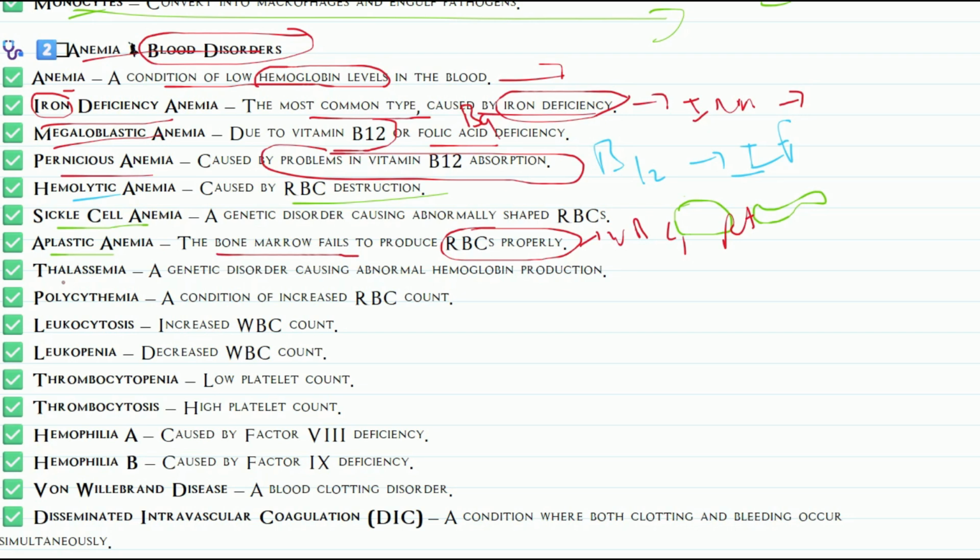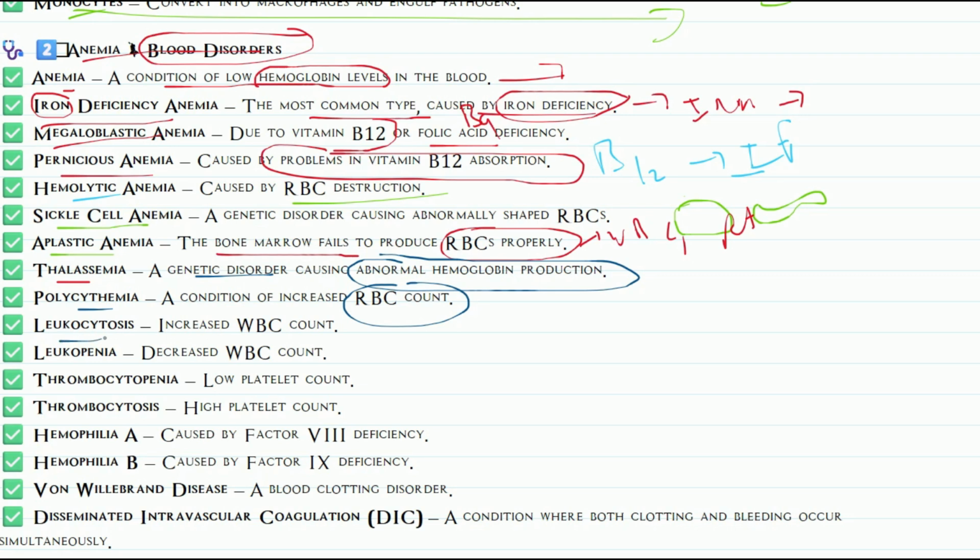Another one, we have thalassemia. Thalassemia is a genetic disorder caused by abnormal hemoglobin production, right? So in this, the production of hemoglobin is not proper. Then polycythemia is a condition of increased RBC count. When there is an increase in the RBC count, that is known as polycythemia.